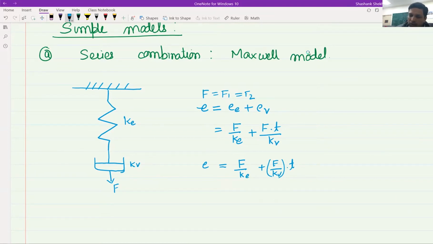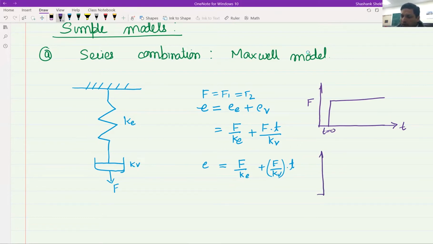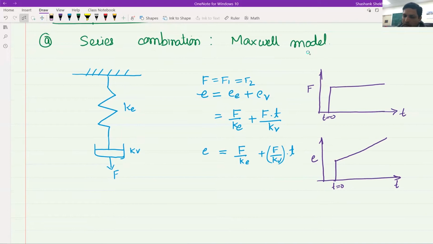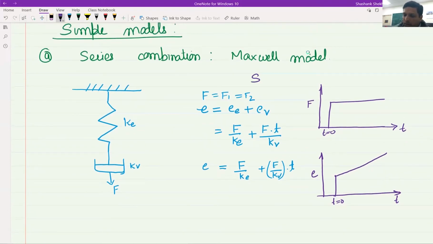So here we are assuming that a force was applied like this. On the x-axis you have time, on the y-axis you have force, and this is t equal to 0. So this is the condition for which we have calculated this. And in response, the strain, as you can see, at t equal to 0, there is some constant value, and after that it will increase linearly. So this is the response, the extension. This is how the extension in the material will take place. So here we are assuming that a sudden force was applied.